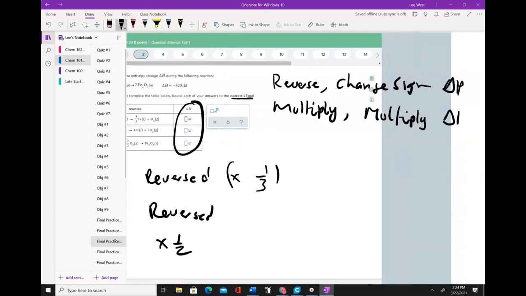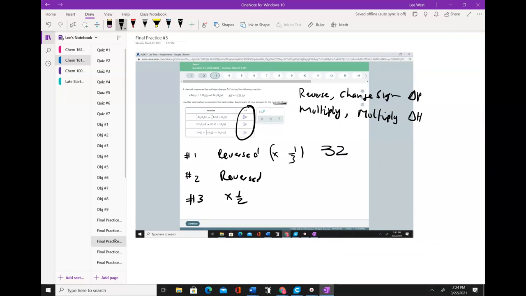Okay, so in the first case, we have both of those things going on. So we have to change the sign from minus 320 to positive 320, and then we've got to multiply by 1/3 and then round to the nearest whole kilojoule. So 320 over 3, and that gives me 107 kilojoules.